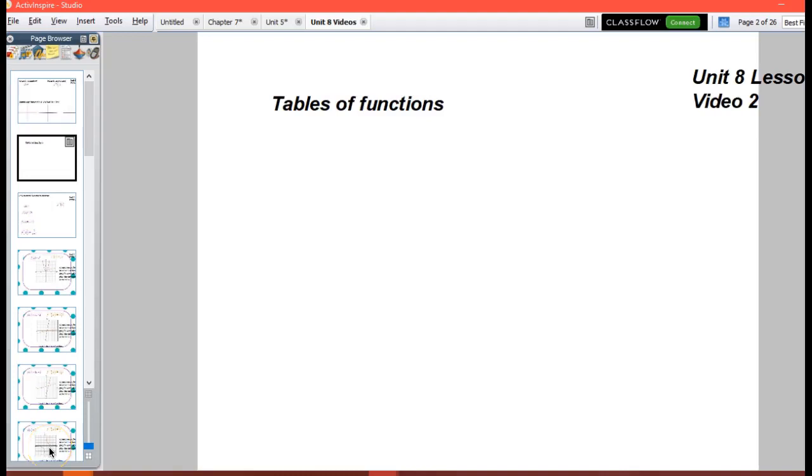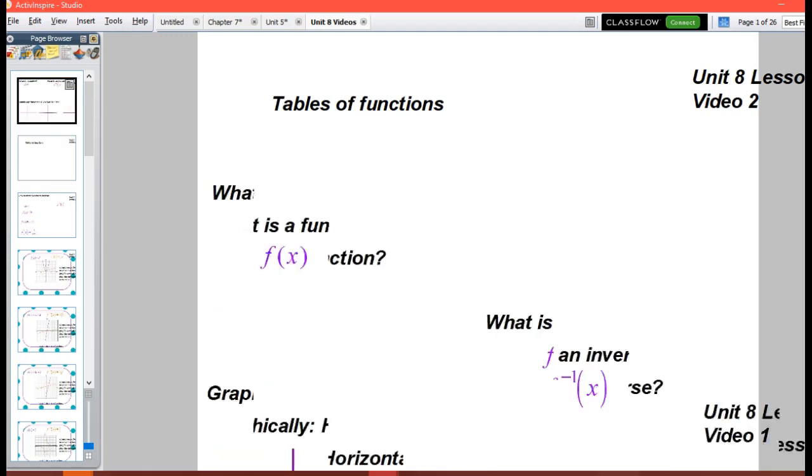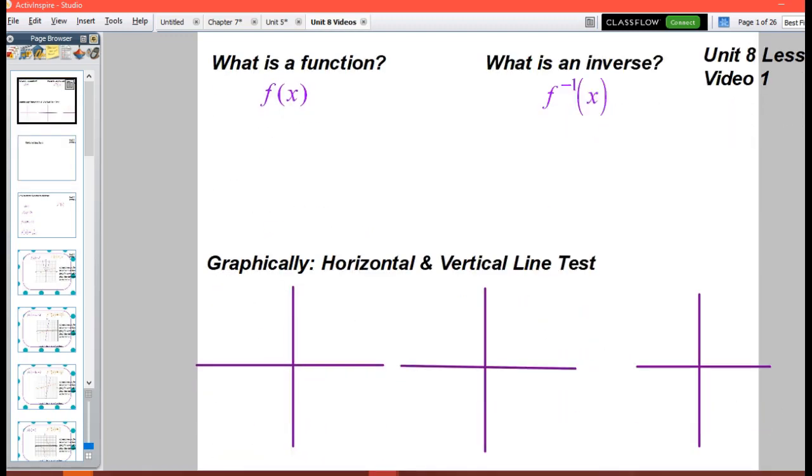For Unit 8, you're talking about inverses of functions, but in order to have an inverse, a set of data must actually represent a function. So let's review functions and function notation. All right, back on this slide. What is a function? That's like any equation you've ever graphed before.